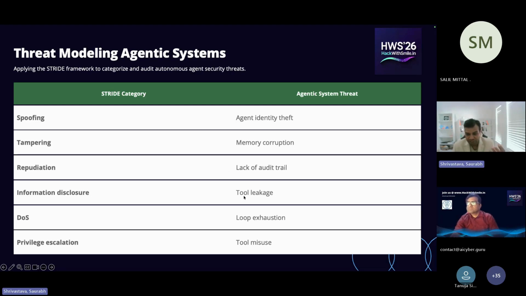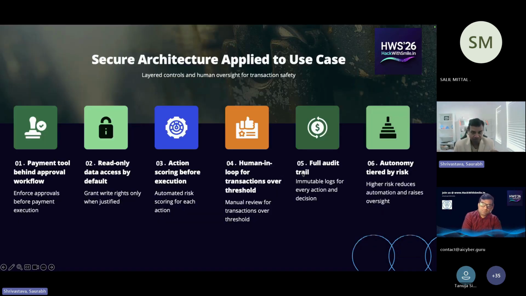Repudiation is more about, if you don't have the audit trail, what is happening, what agent is acting, or whether some other actor is doing that. Information disclosure can happen from tool leakage because you are calling things outside. And DoS, denial of service, is more about loop exhaustion, and privilege escalation maps to tool misuse. So if you are well aware of STRIDE, this is how it maps to agentic AI system threats.